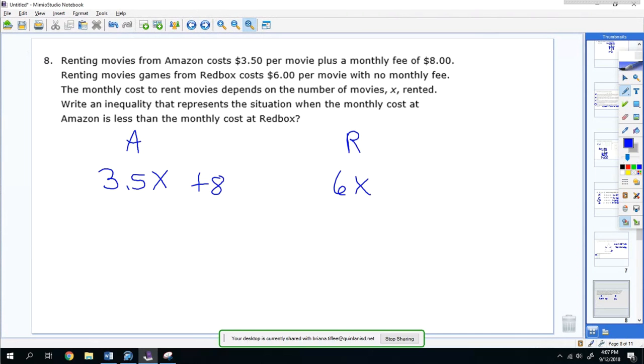The monthly cost to rent movies depends on the number of movies rented. Which inequality represents the situation when the monthly cost at Amazon is less than the monthly cost at Redbox? So it means that Amazon has to be cheaper than Redbox.